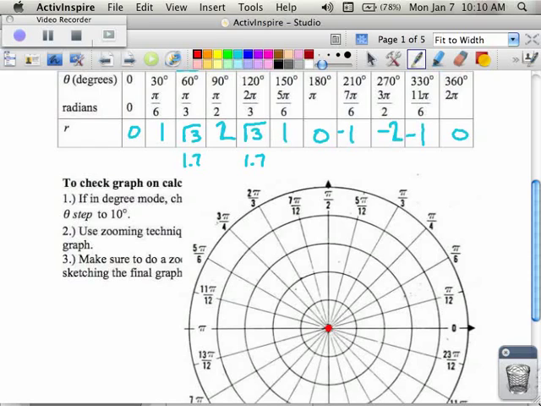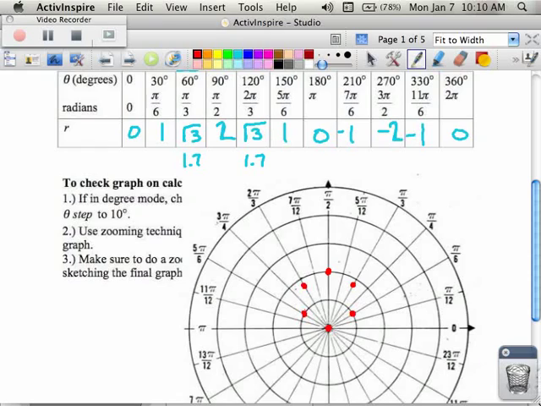At 30 degrees, which is the same as pi over 6, I walk out 1 unit. So at pi over 6, I walk out 1 unit. At pi over 3, which is 60 degrees, I walk out 1.7 units. At pi over 2, I walk out 2 units. At 2 pi over 3, I walk out 1.7 units. At 5 pi over 6, I walk out 1 unit. And at facing pi, I'm back to 0.